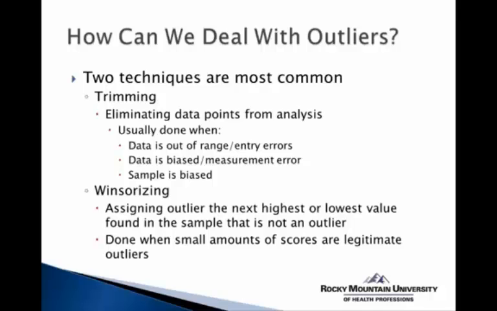Now, it's recommended we do this for very small amounts of scores, typically only 2 or 3, if we have that situation where we have 2 or 3 outliers and they're legitimate scores. We can Winsorize them and feel that we haven't really affected our ability to analyze the data. But when we have larger numbers of scores, then we typically cannot Winsorize.